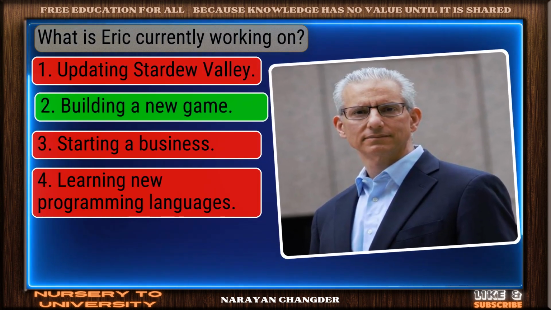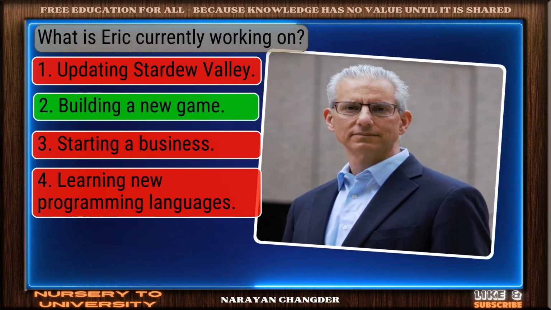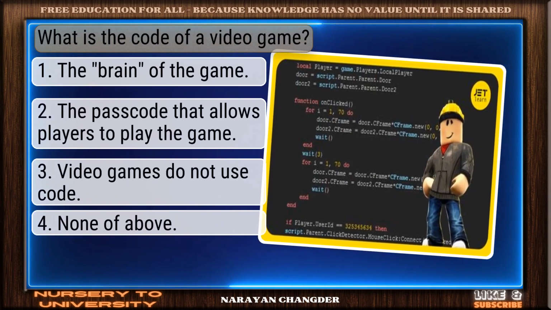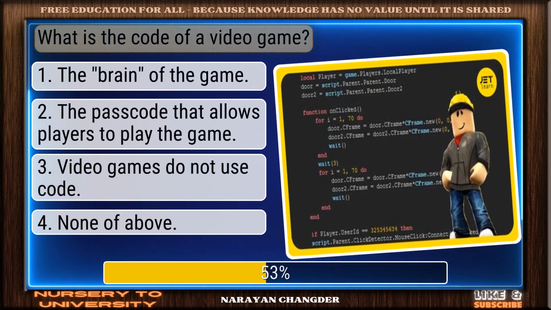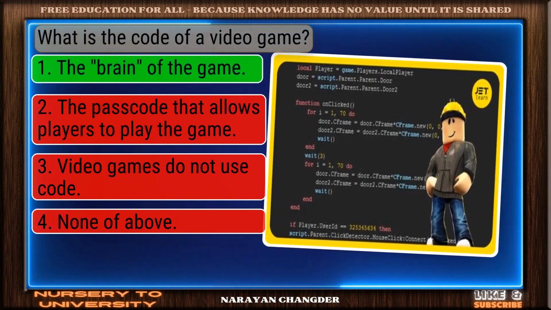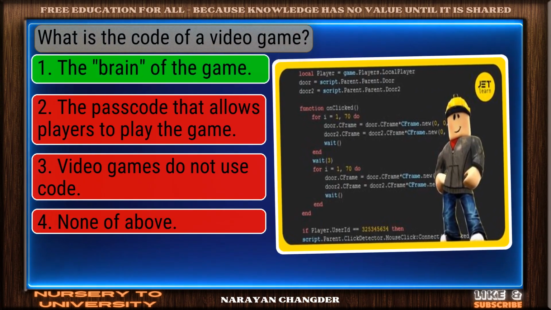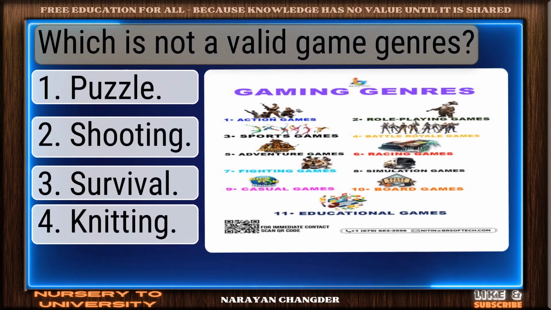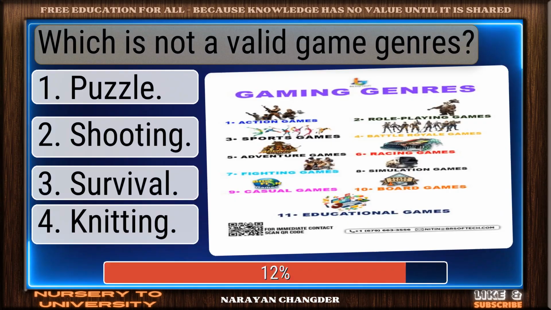Right again. Building a new game is a valid answer. Question number 60. What is the code of a video game? Exactly. The brain of the game makes sense, and it is right choice. Question number 61. Which is not a valid game genre?